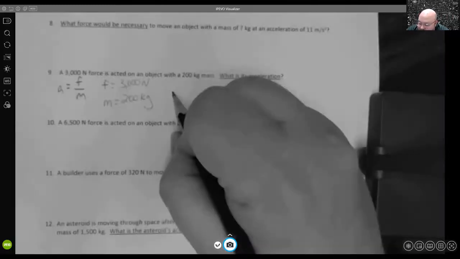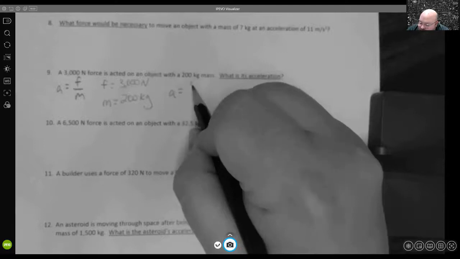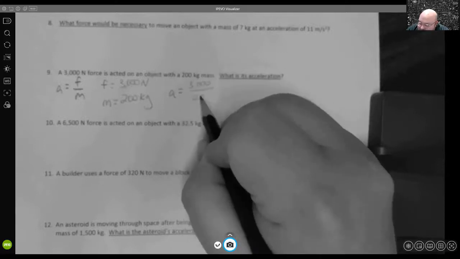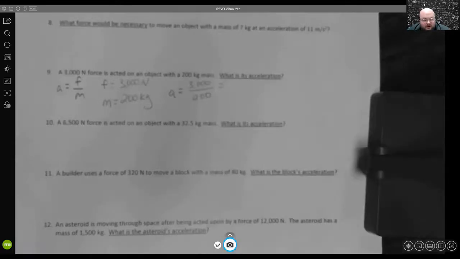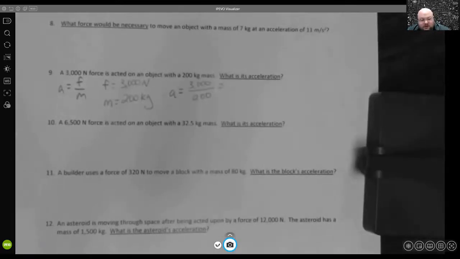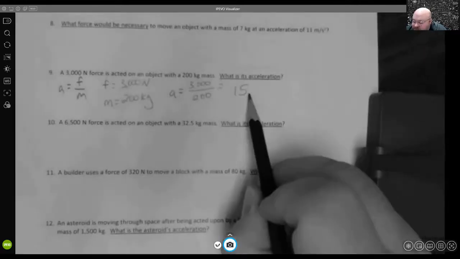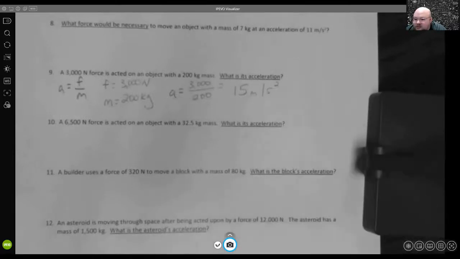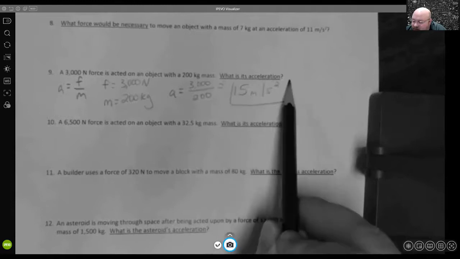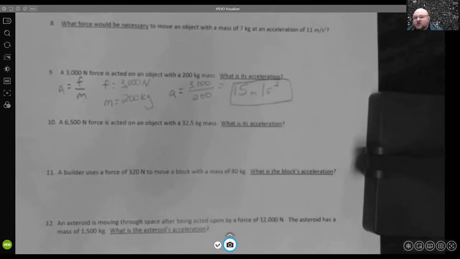So we line it all up here, plug it in. A equals 3,000 divided by 200. And when you figure out 3,000 divided by 200, it comes out to be 15. And again, it's acceleration, so it's meters per second squared, okay? That is how you find acceleration when you are given a force and a mass. Sometimes you're given a force and an acceleration, and you've got to figure out mass. So let's do number 13 together as an example here.